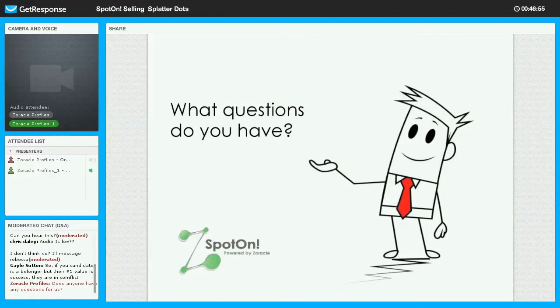Yes. That would be a number 1 value, success, and a belonger is indeed a conflict or a misalignment of some sort. Now, if you go back to the bar graphs, if you notice the achiever number is very, very close to the belonger number, then it's likely not as big of a conflict. But Gail is right. If number 1 value is success and that's a belonger, that would be a misalignment or a conflict of some sort.